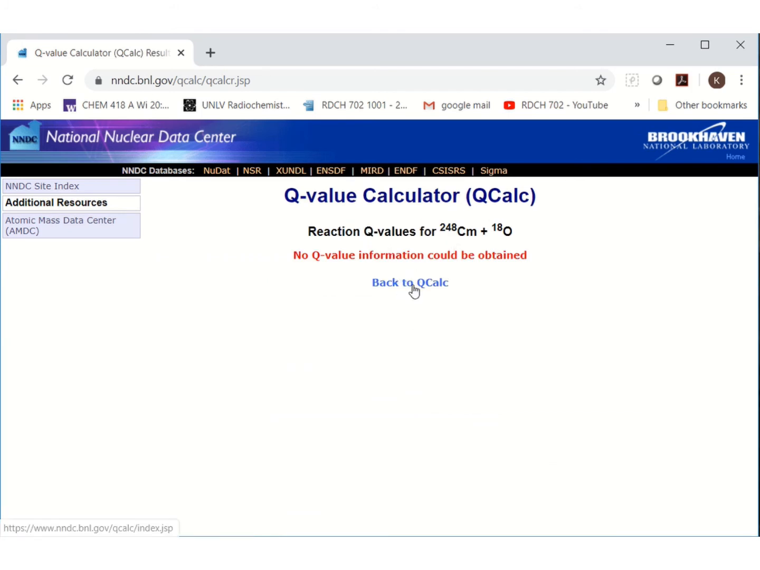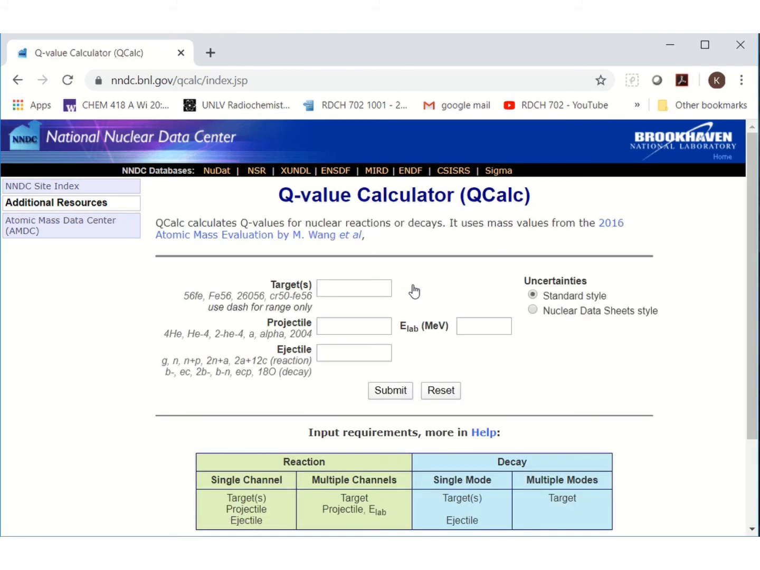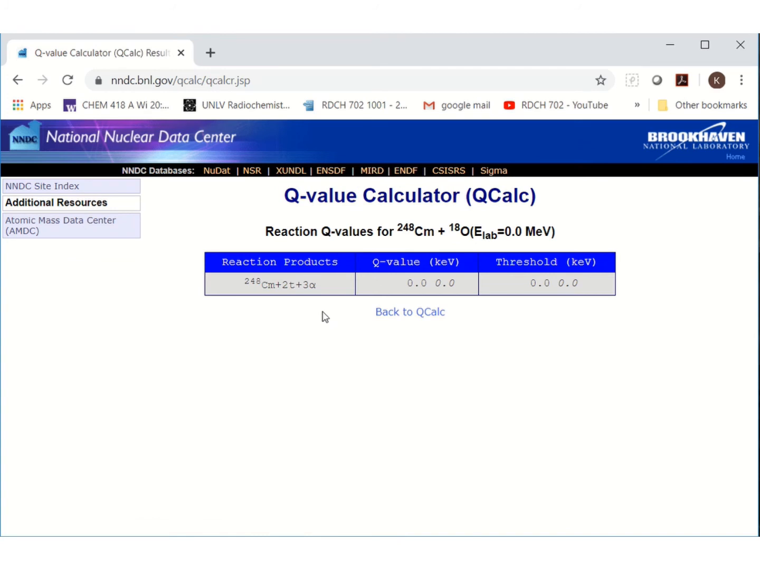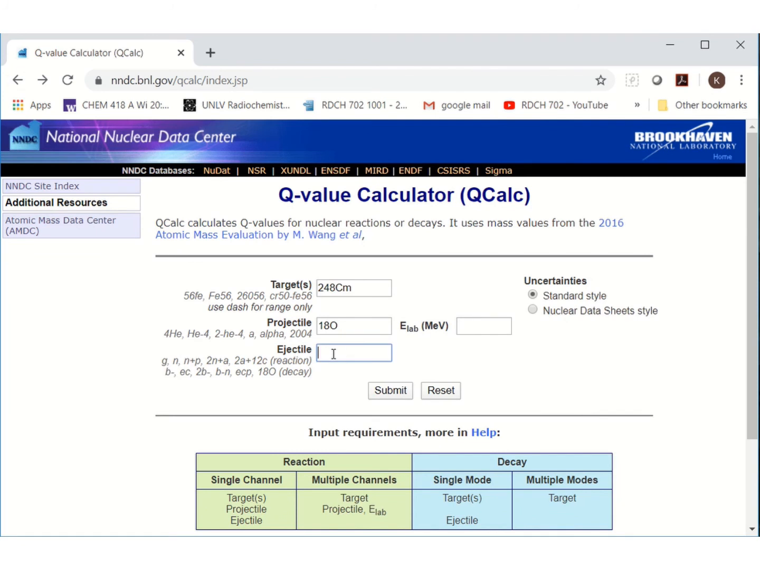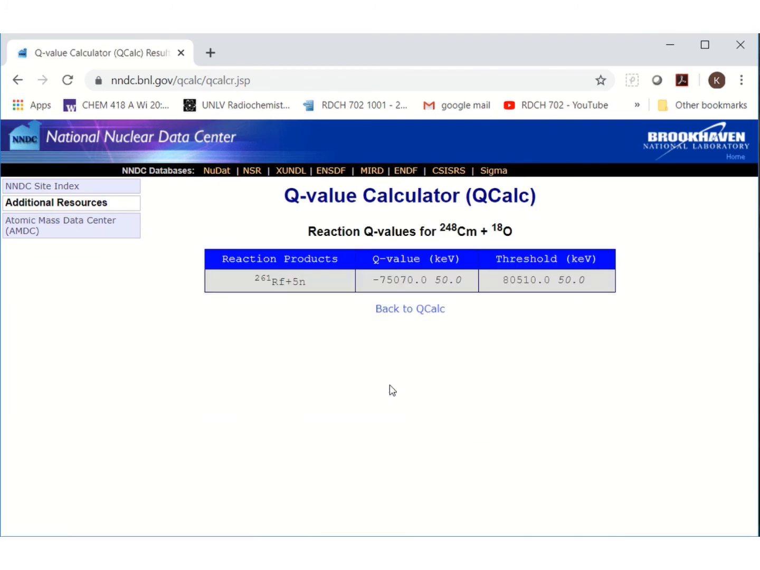Now, no Q value information could be obtained for the reaction. So sometimes you can hit reactions that aren't necessarily within the database. If I just submitted this, I would have no Q value, no threshold, because this is what it tells me for the reaction products. If I wanted to say an ejectile of 5 neutrons, there we go. That's how I get my rutherfordium-261. That's my Q value for that reaction, and that's my threshold energy. As we'll learn, this is the energy you really need to be concerned about. That's how much energy one needs to apply to a system in order for a reaction to occur.